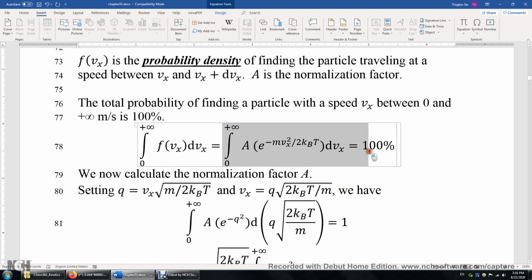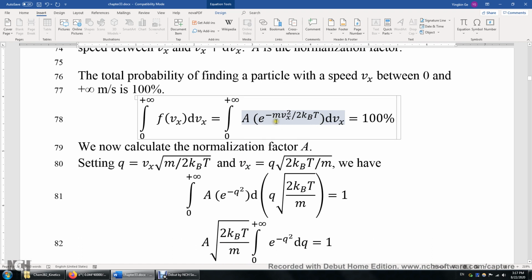Now, how do we solve this? We'll do a variable substitution first. This part looks very complicated. So we set q, a new variable, equal to Vx times the square root of m over 2 kBT. So this whole thing becomes negative q squared. This simplifies the Gaussian function to e to the power of negative q squared.